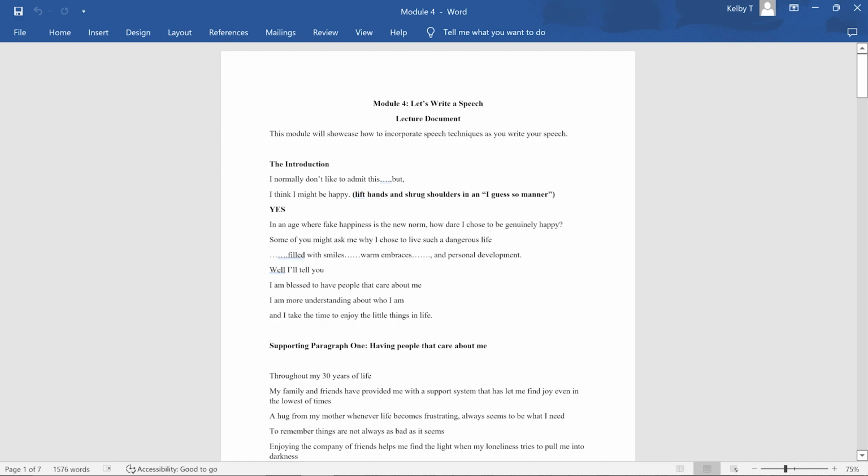And then you can also see that even though I adjusted the structure, it still has all the requirements for a basic essay, which is the introduction, where I gather the audience member's attention by saying, I normally don't like to admit this, dramatic pause, but dramatic pause again. I think I might be happy. And it's that I think I might be happy part that's the punchline. I've already got their attention and now I've subverted their expectations. Now they're really starting to get invested in what I'm saying.